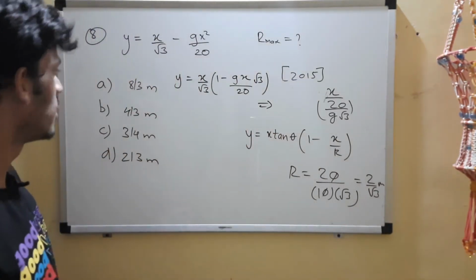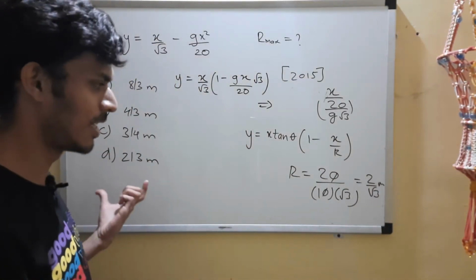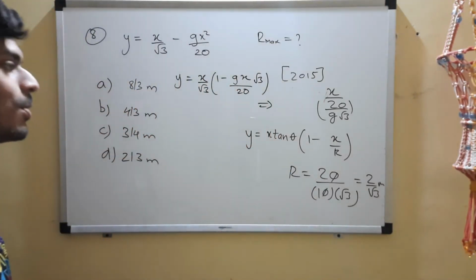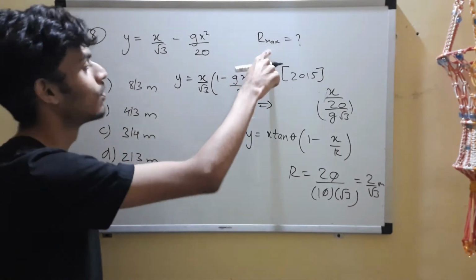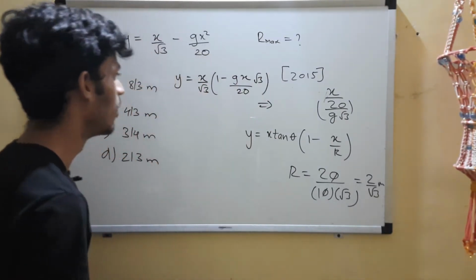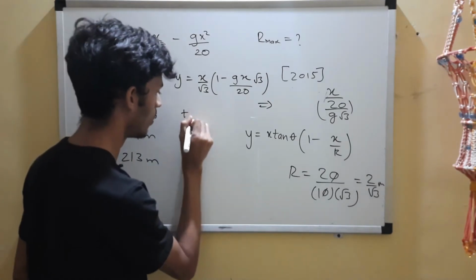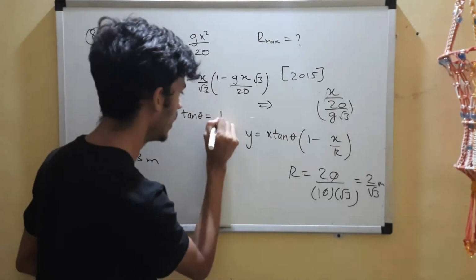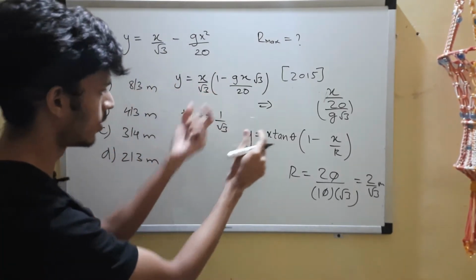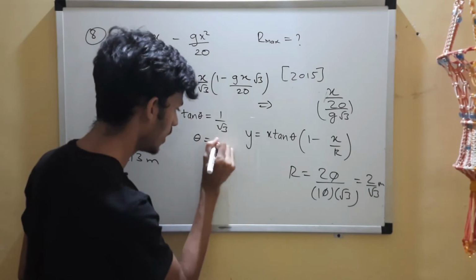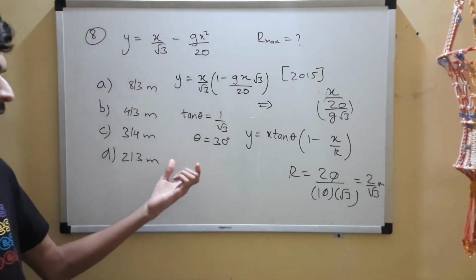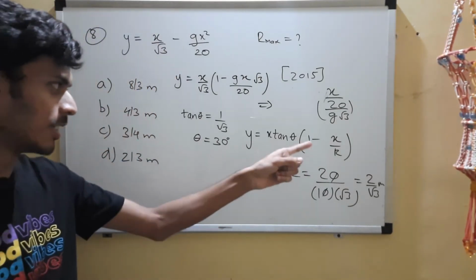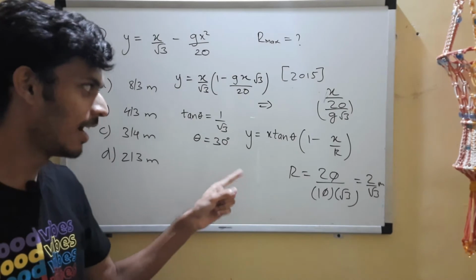And when you come here, you'll see that none of the options is matching, right? So what happened? Where did we go wrong? Or did we even go wrong, first of all, okay? So actually, we didn't go wrong. We are asked for the maximum range, right? Remember that, okay? So first of all, find this angle, okay? I'll explain why I'm doing this. Find this angle. So tan theta will be 1 by root 3, right? Comparing the coefficients of x. So you get theta to be 30 degrees. So theta is 30, so it won't be the maximum range, right? This r value is the range of the projectile motion at 30 degrees.